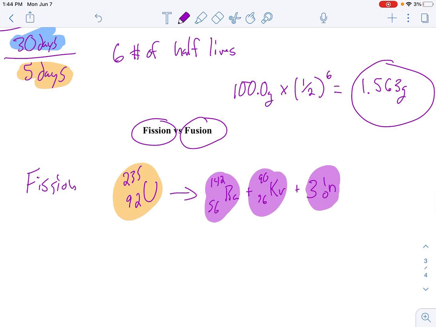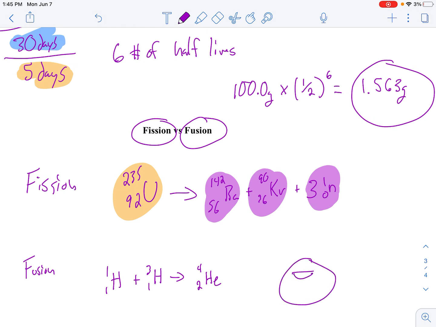The opposite of that would be fusion reactions, in which I'm joining elements together. So maybe we'll take some hydrogen, and some more hydrogen. This would be like tritium. And I can make some helium. This is what occurs in our sun.